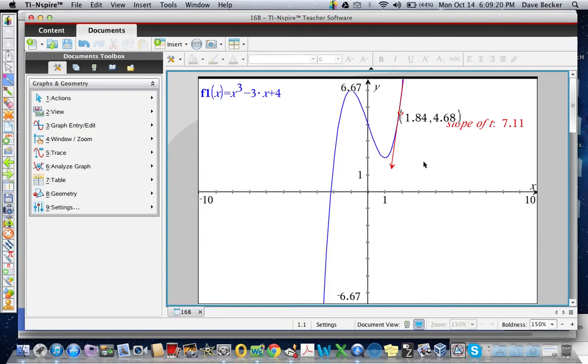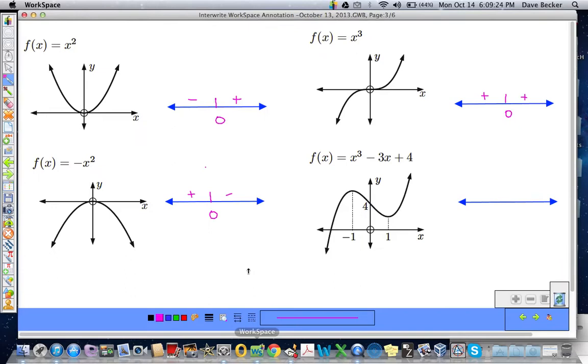Okay, so we'll go back to our sign diagram again. And where were the turning points? Where did the graph change from increasing to decreasing or the other way around? Well, that happened at -1. In other words, the slope of the tangent to the curve was 0 at -1 and also at 1.